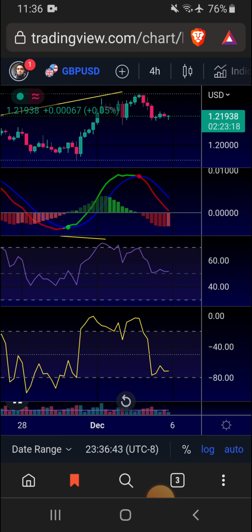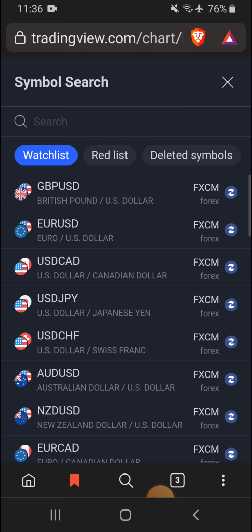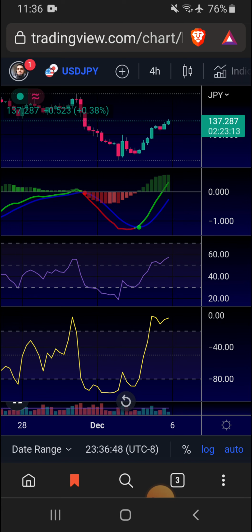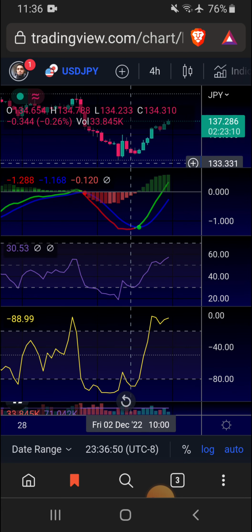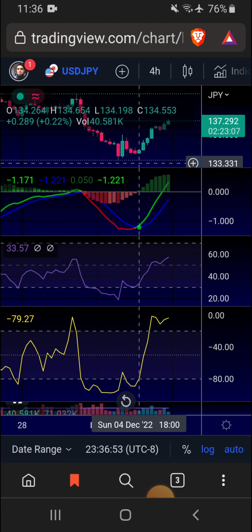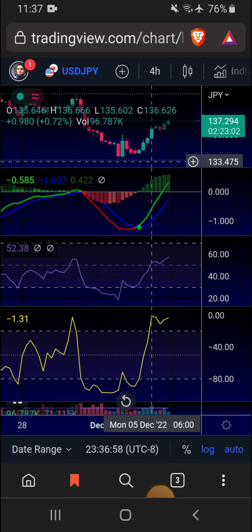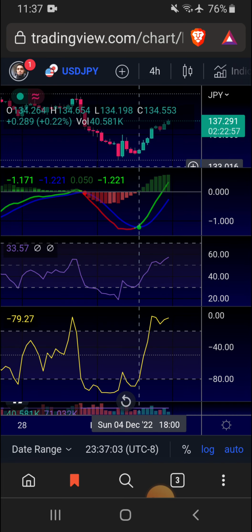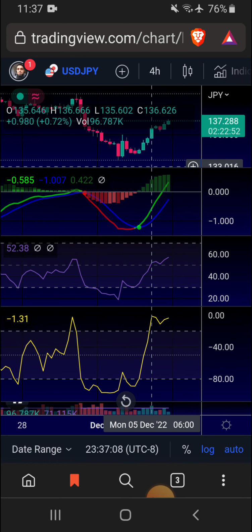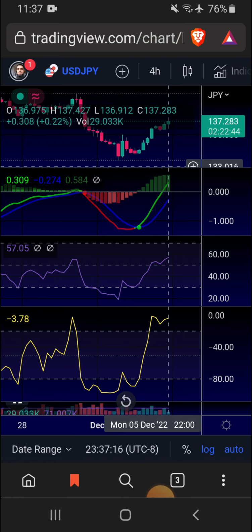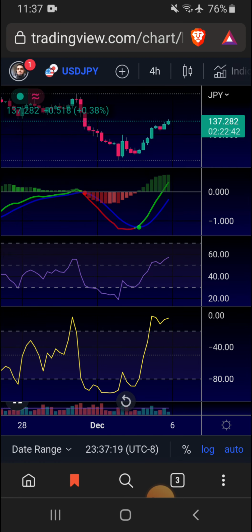So yeah, that's pretty much it. UJ had a huge move up, massive, still going. I was entering around here, 134264. So that's huge. It's like 300 pips. Where did I exit? Somewhere around here, 135. I was out maybe 136, somewhere around there. So yeah, that was awesome.